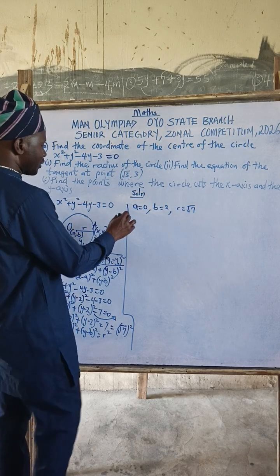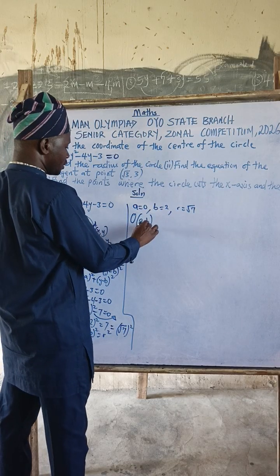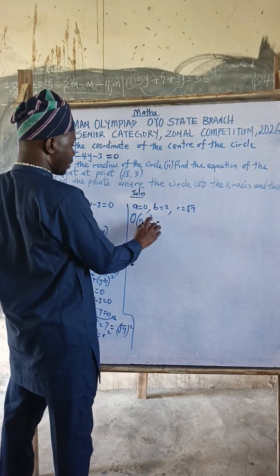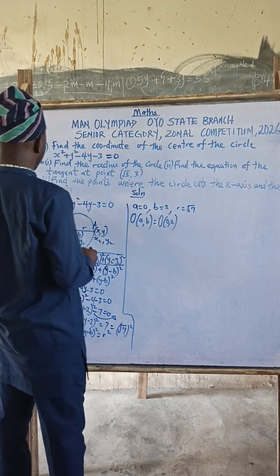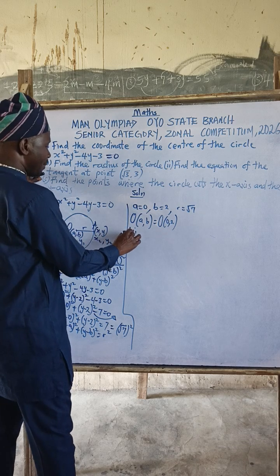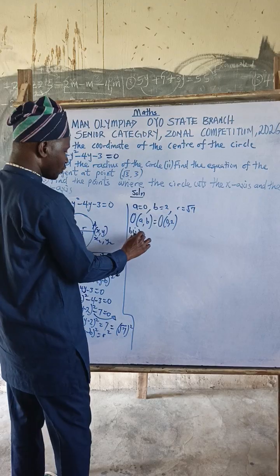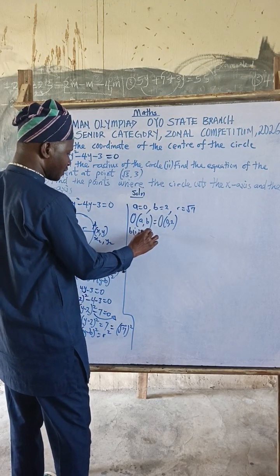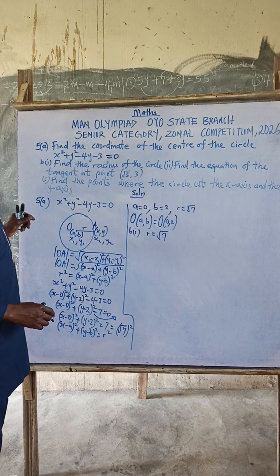So therefore the center O of the circle, which is (a, b), equals (0, 2). That is the center of the circle. That is part a. Now part b, Roman figure 1: find the radius of the circle. From the information we have, the radius of the circle equals square root of 7. So we have obtained the radius of the circle.